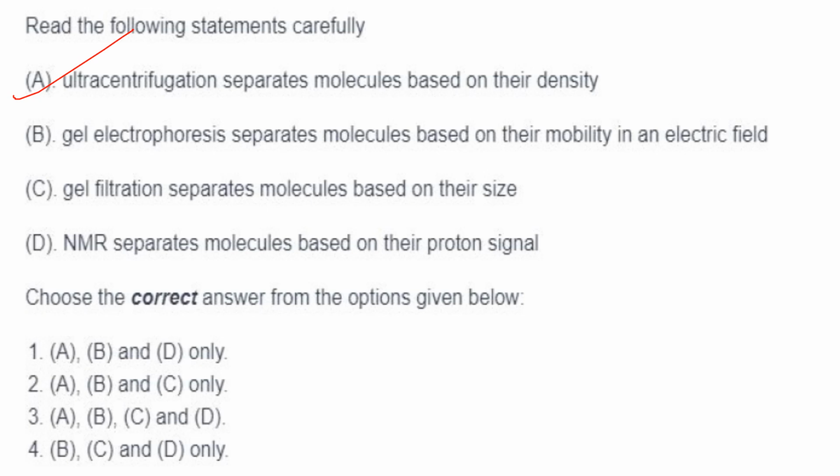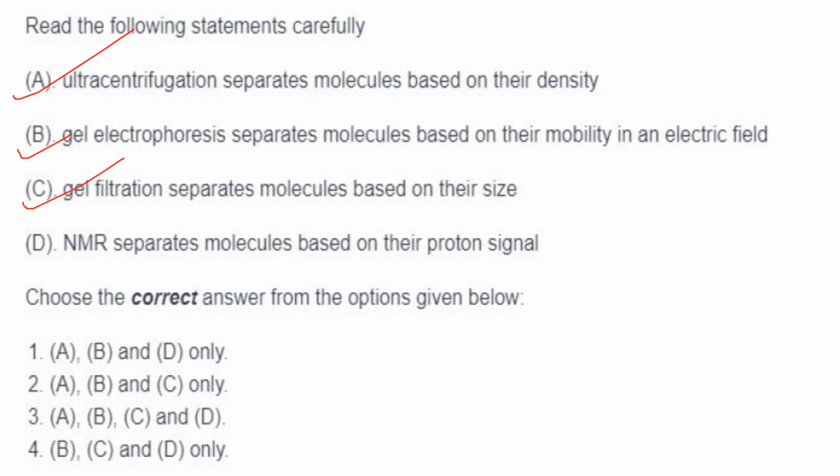Then gel filtration separates molecules based on their size. Yes, gel filtration has a porous gel matrix. The smaller molecules will enter into the pores of the gel, whereas the larger molecules cannot enter into the pores of the gel and they will be eluted in the beginning, and the smaller molecules will elute last. So that is also correct.